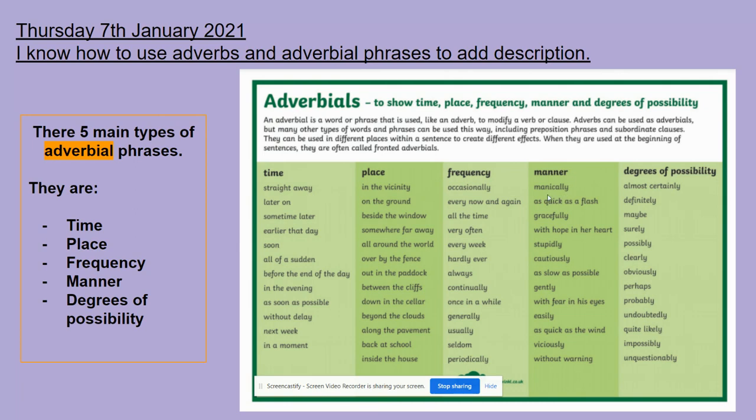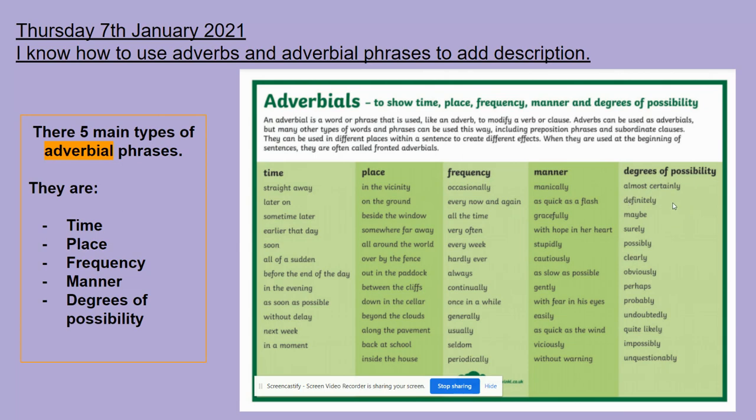Manner, manically. Manically, Mrs. Fletcher-Brown stuffed an entire box of chocolates into her face. I could also have: Mrs. Fletcher-Brown stuffed an entire box of chocolates into her face manically. That would have also been absolutely fine. All of these are examples of adverbials. Manically was telling you how I was stuffing the chocolate into my face, which is quite true actually. I often do it manically.